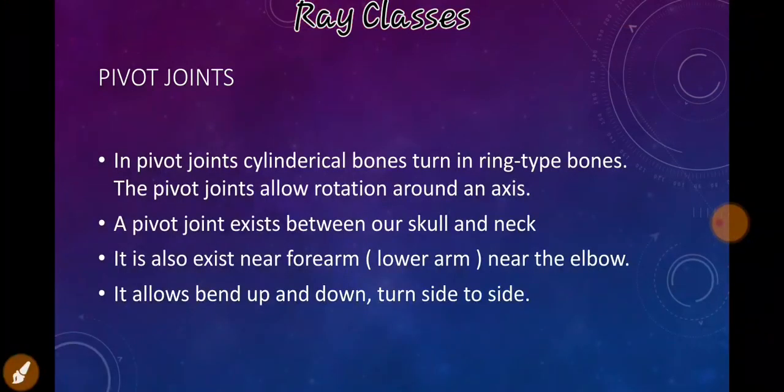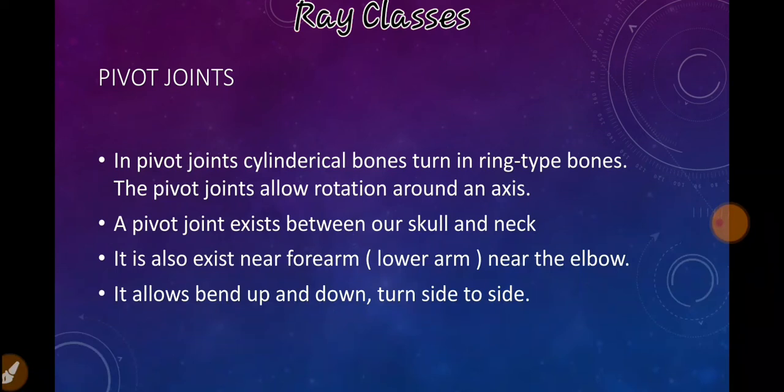Next, pivot joint. In a pivot joint, a cylindrical bone turns in a ring type bone. Pivot joints allow rotation around an axis. A pivot joint exists between our skull and the top vertebra of the backbone. Now the top vertebra of the backbone is a part of our neck, so we can usually say that a pivot joint exists between our skull and neck. The pivot joint between the skull and neck allows our head to bend up and down and turn from side to side. We can also say that pivot joints connect our head to the neck.